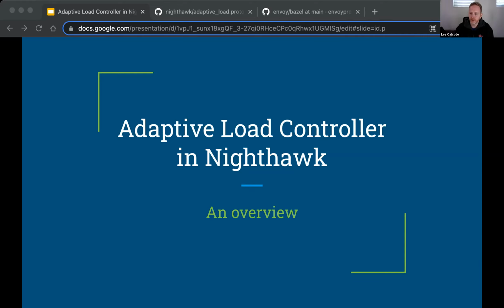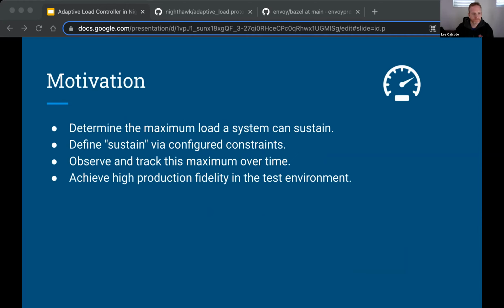Very good. So assuming you can see the slides, but let me know otherwise, we can start talking about the motivation. As I mentioned, we are working on load testing or performance testing of load balancing products, but this could be any product. And our main goal is to determine the maximum load such a system can sustain.